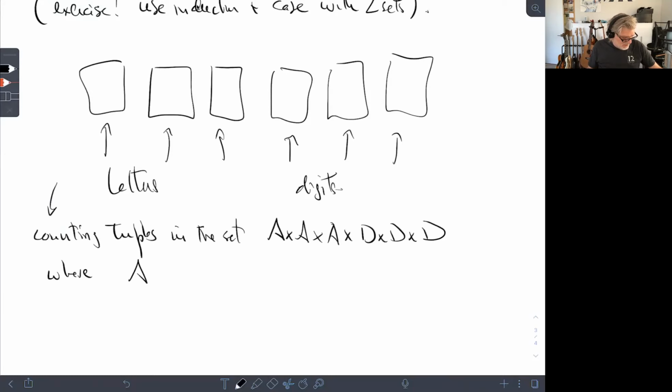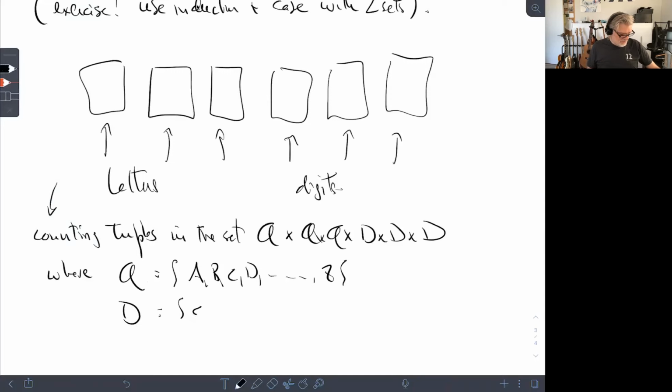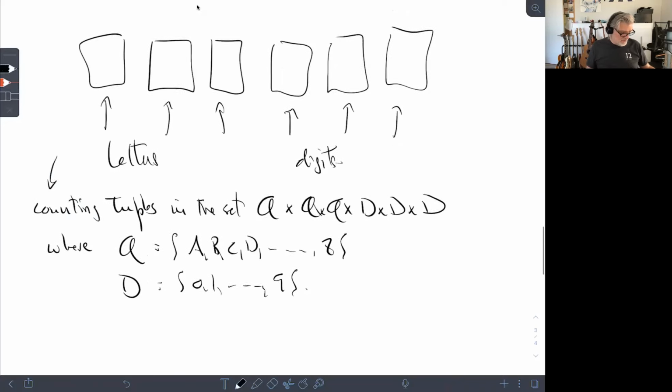where A, bad choice, but anyway, A is the set of letters. I should have called it, I'm going to change that. Let's call it script A. Okay. And D is the set of digits, right? Okay, so that's what I'm counting.